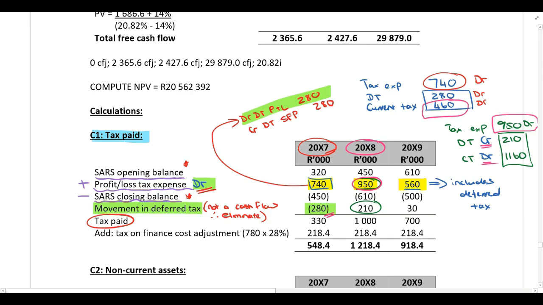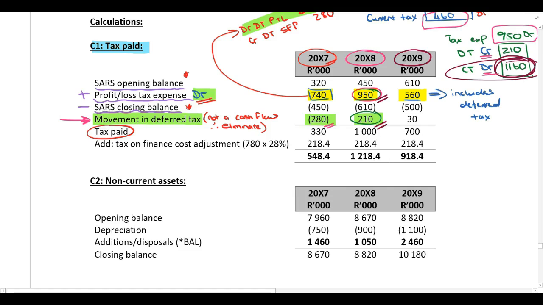950. So remember, we are trying to eliminate the movement in deferred tax because it is not a cash flow. So I need to add the movement in deferred tax so that I'm only left with my current tax. And you can see if I add these together, I come back to the same 1,160. All right, and exactly the same applies in 20x9. So please look at that calculation.